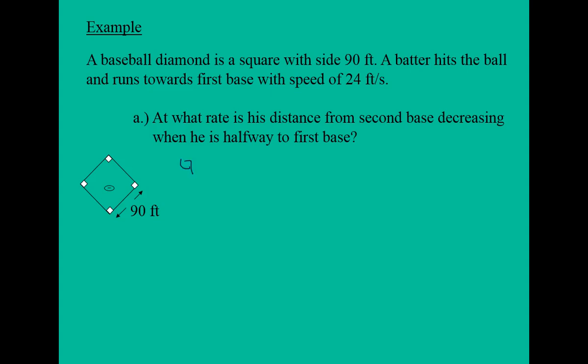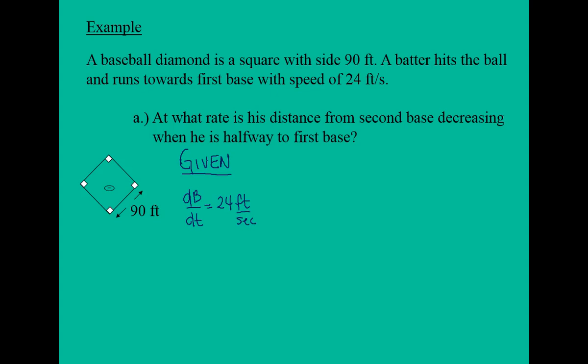Okay, let's look at our given information. It says the batter hits the ball and runs towards first base with a speed of 24 feet per second. So we could say dB/dt equals 24 feet per second.